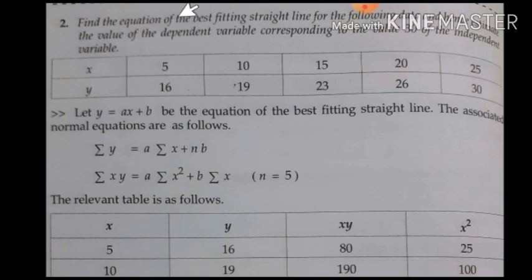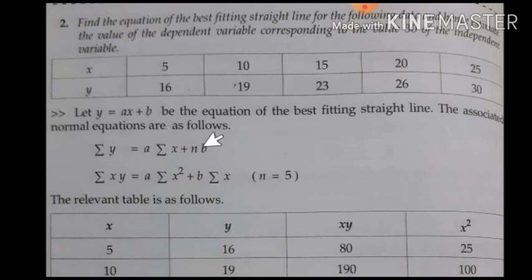They will ask you to find the equation of the best fitting straight line for the given data. You should first know how to write the normal equation for the straight line. So how to write the normal equation? Take the sum of y values, and here sum of x values and n times the constant. So summation y is equal to a into summation x plus n times b.